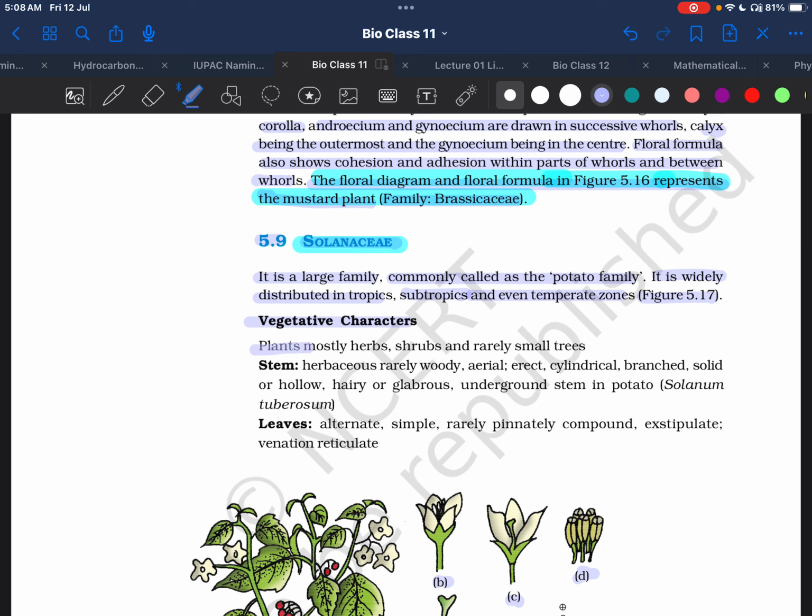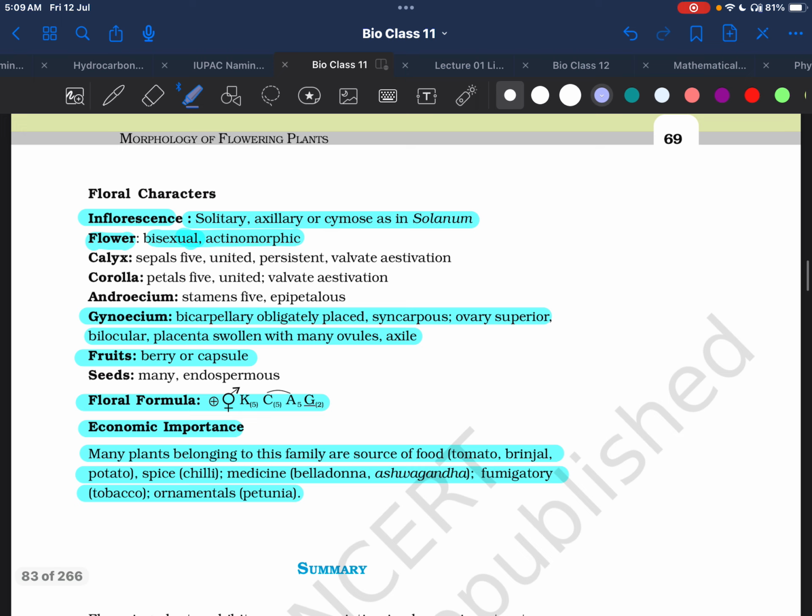Vegetative characters: plants mostly herbs, shrubs, and rarely small trees. Stem herbaceous, rarely woody, aerial, erect, cylindrical, branched, solid or hollow, hairy or glabrous. Underground stem in potato, Solanum tuberosum. Leaves alternate, simple, rarely pinnately compound, exstipulate, venation reticulate. Floral characters: inflorescence solitary, axillary, or cymose as in Solanum.